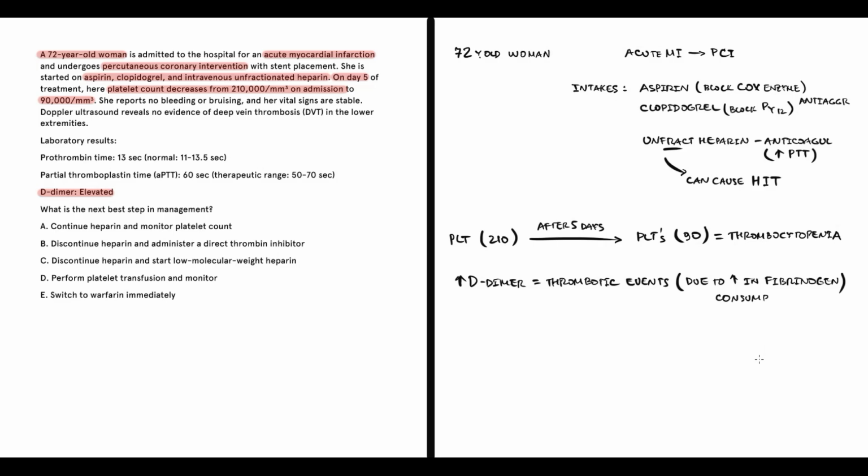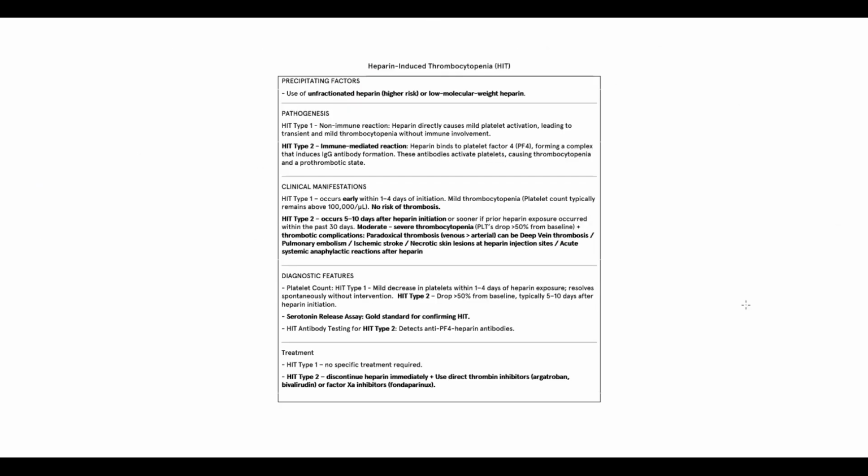We call this side effect heparin-induced thrombocytopenia, and we have to know that we have two subtypes of heparin-induced thrombocytopenia. First of all, both subtypes are provoked by unfractionated heparin. Type 1 is a relatively safe condition, where just mild thrombocytopenia develops. Type 2 is a severe condition, which is provoked by heparin-induced autoimmune reaction.